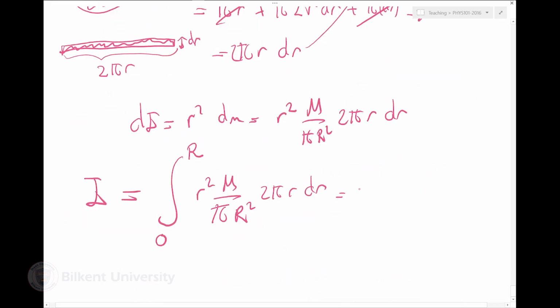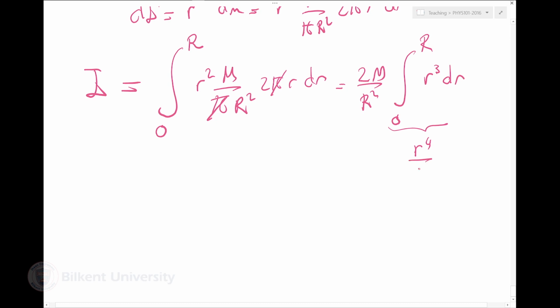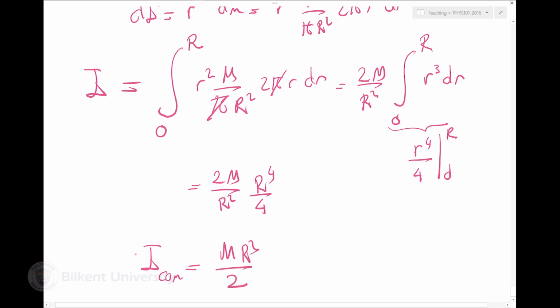So it's going to be pi is cancelled, 2m over r squared is a constant, integral from 0 to r of r cubed dr. The integral is r to the 4 divided by 4, from 0 to r. So it's going to be 2m over r squared times r to the 4 divided by 4, or I, center of mass for a disk, is m r squared over 2.